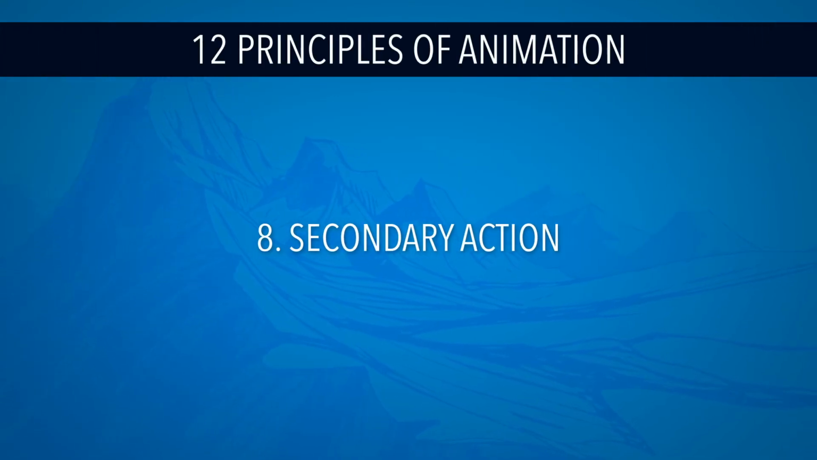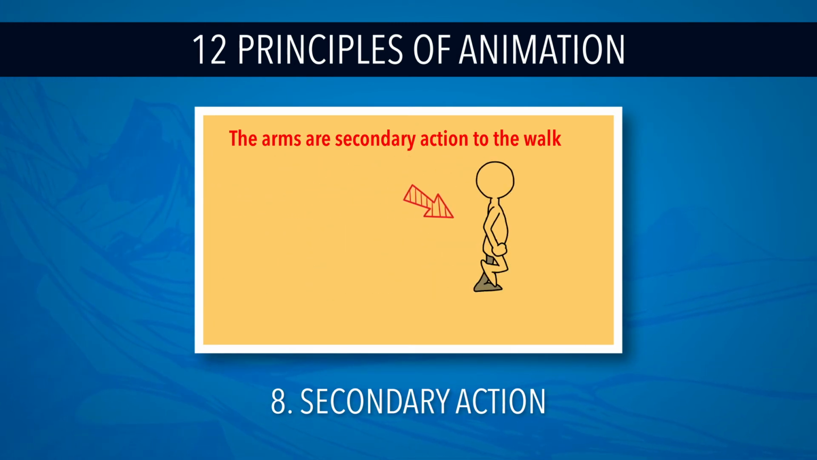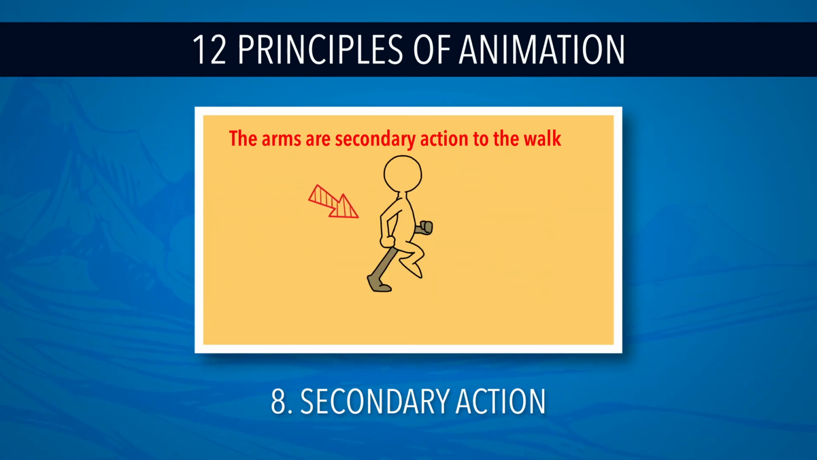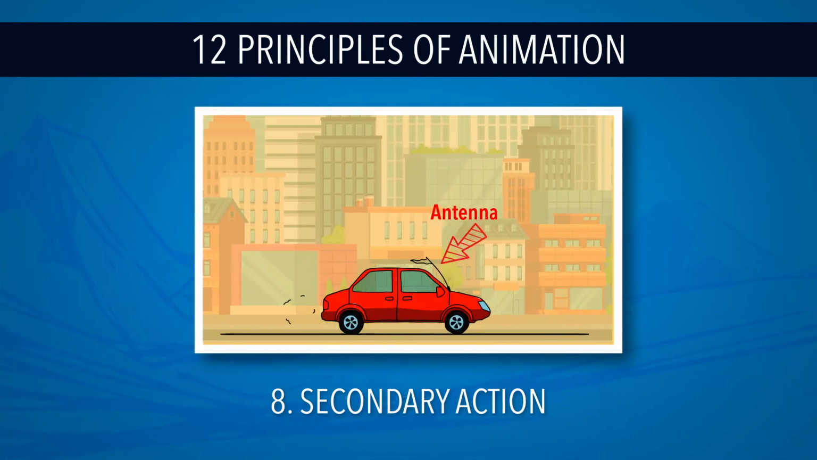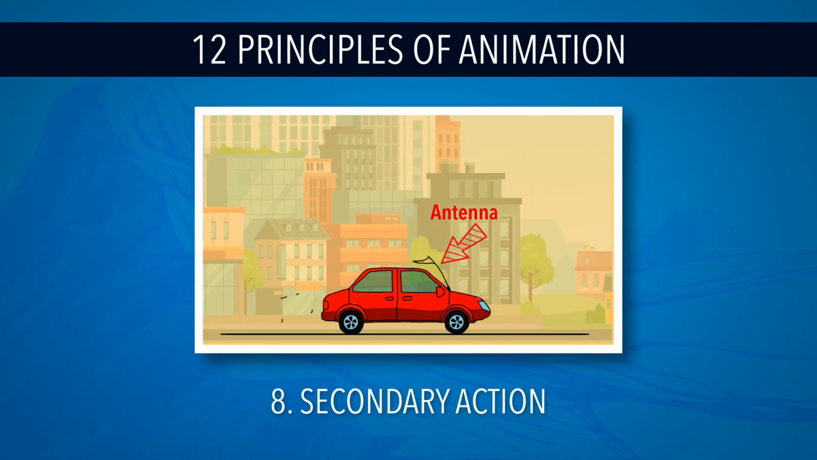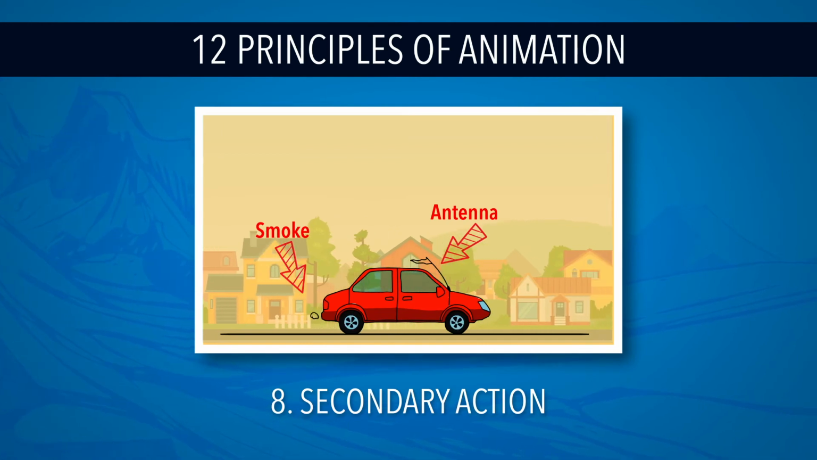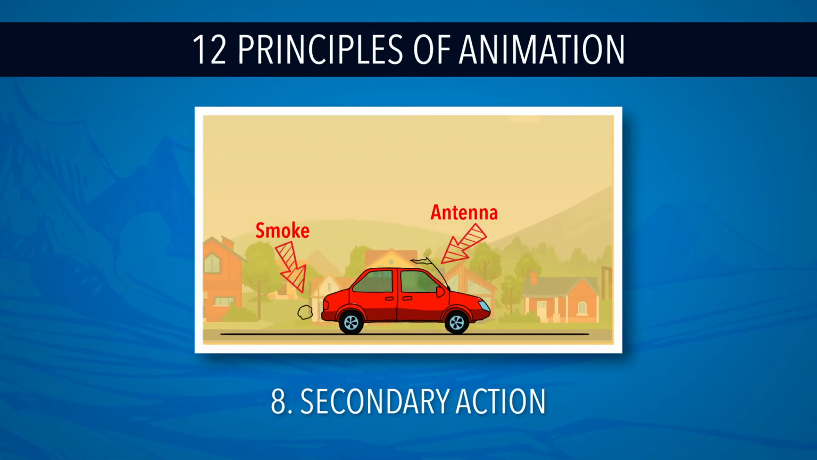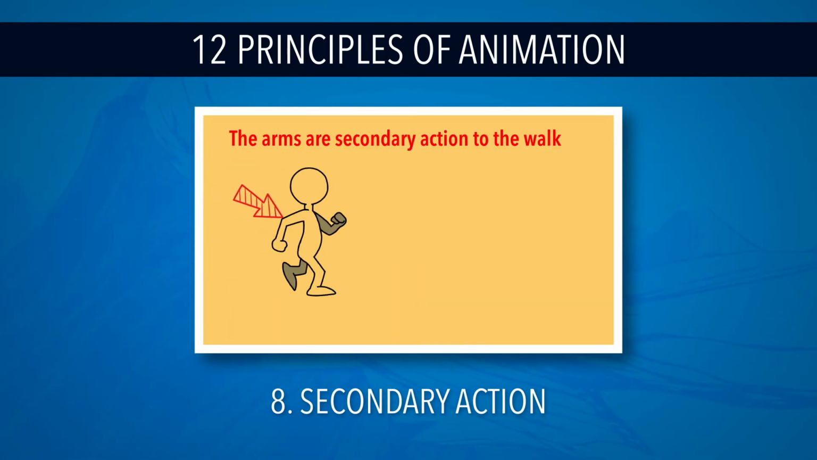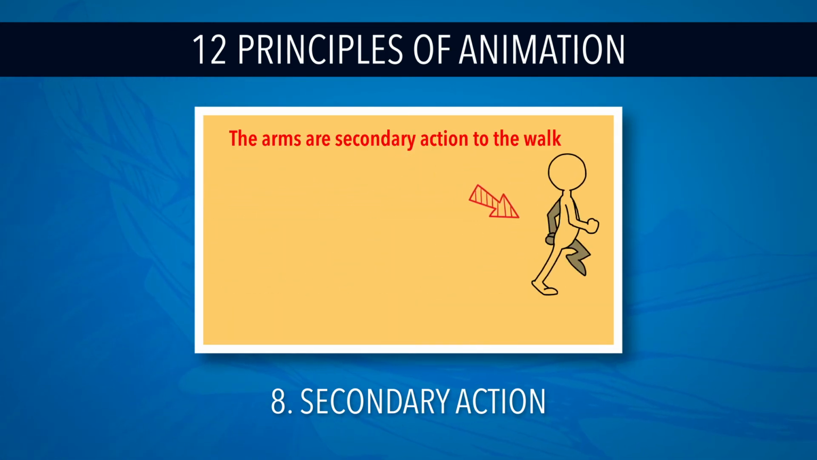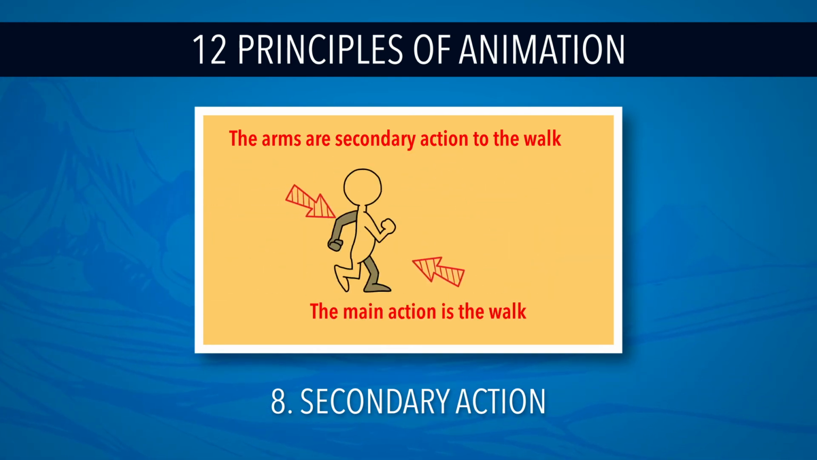Number 8, secondary action. Adding secondary actions to the main action gives a scene more life and can help to support the main action. For example, a car. The car drives by, the antenna goes back, and it is emitting smoke out the back. The antenna and the smoke are secondary actions to the car moving, but they emphasize the action of the car moving. The important thing about secondary actions is that they emphasize the main action rather than take attention away from the main action.